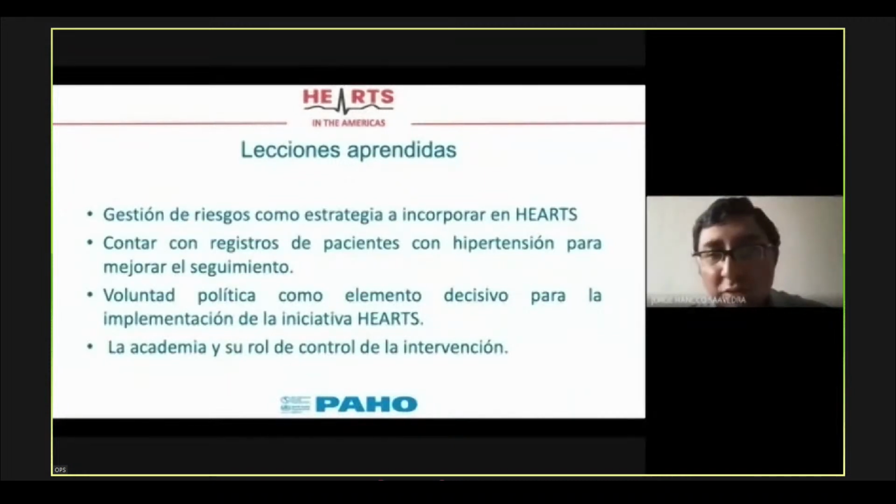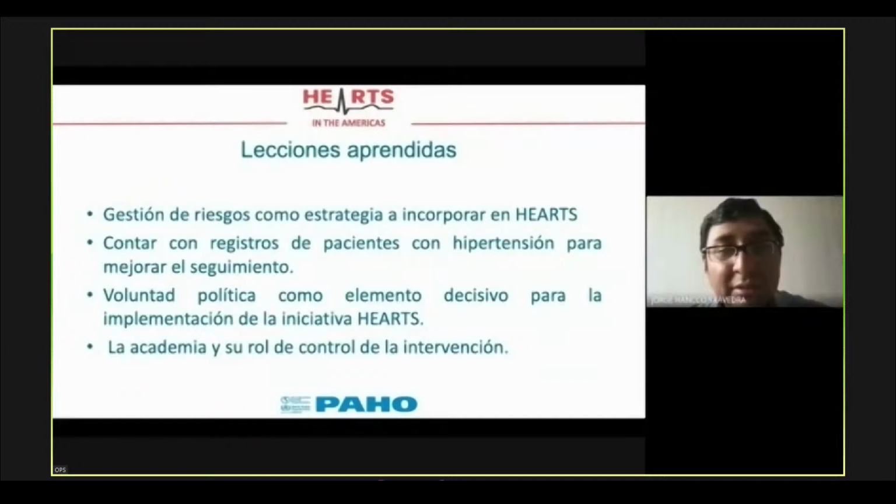We have learned that we cannot neglect risk management as a strategy to incorporate HEARTS. This is a very important part of planning. And this, of course, implies personnel changes, equipment changes. We have to take care of the patients who are not with us anymore. And then everything that has to do with risk management to be able to identify any problems with coverage.